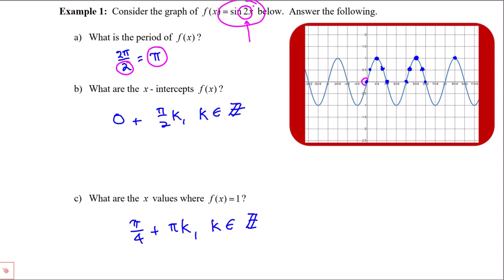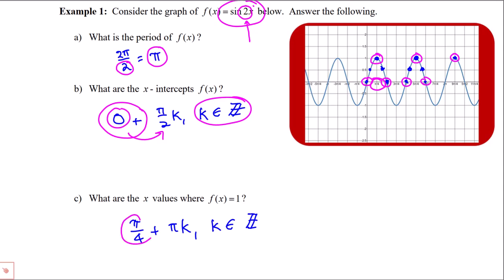The x-intercepts are here, here, here, here, so it starts at 0 and it goes every pi over 2 after that, where k is an integer. I know you don't have to add 0, but for the teaching step, I'd like to show you where I started. 1, it's here, and here, and here. So that's at pi over 4. In here, it's every period away, but this time the period is pi. So what's pi k? K is an integer.